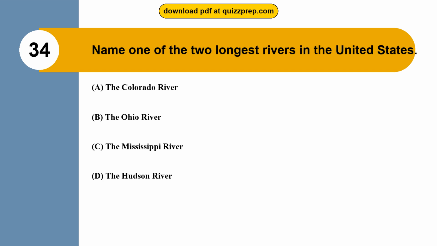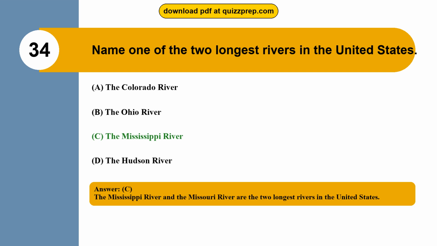Question 34. Name one of the 2 longest rivers in the United States. Option A, the Colorado River. Option B, the Ohio River. Option C, the Mississippi River. Option D, the Hudson River. The correct answer is option C, the Mississippi River. The Mississippi River and the Missouri River are the 2 longest rivers in the United States.